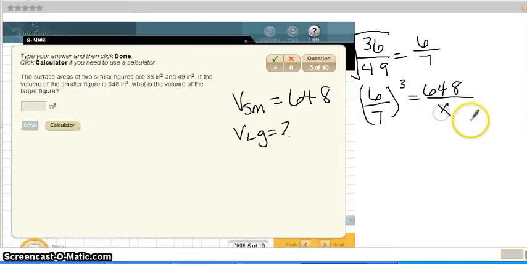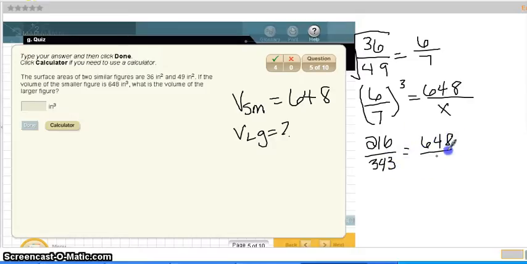So the first thing you want to do is cube your fraction. In order to do that, just cube each part of your fraction and leave it as a fraction. So we're going to get 216, which is 6 cubed, and 343, which is 7 cubed.